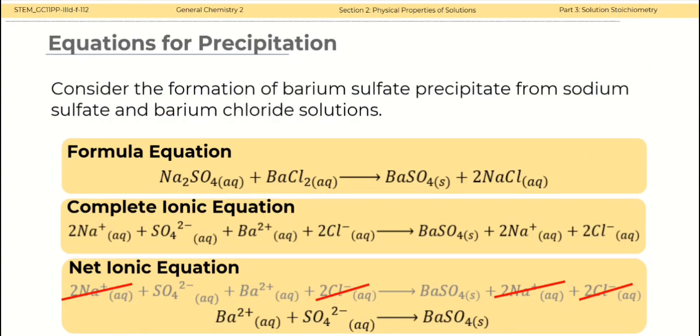Consider the precipitation of barium sulfate from sodium sulfate and barium chloride. The formula equation shows the formula of sodium sulfate and barium chloride, both in the aqueous phase, as well as the formula of the products, solid barium sulfate and sodium chloride in the aqueous state. The complete ionic equation shows that sodium sulfate, barium chloride, and sodium chloride are dissociated into ions, leaving barium sulfate undissociated. In the net ionic equation, barium and sulfate ions are left as reactants, since they are the ions involved in the formation of barium sulfate precipitate.